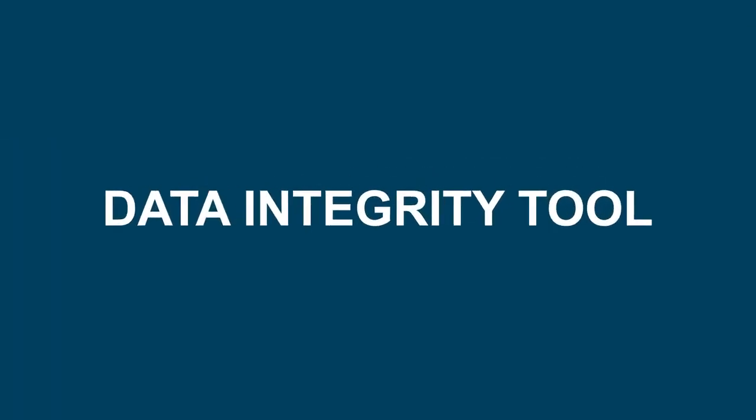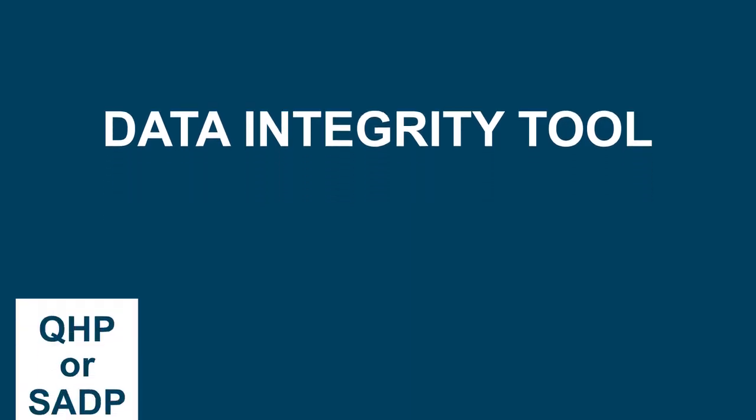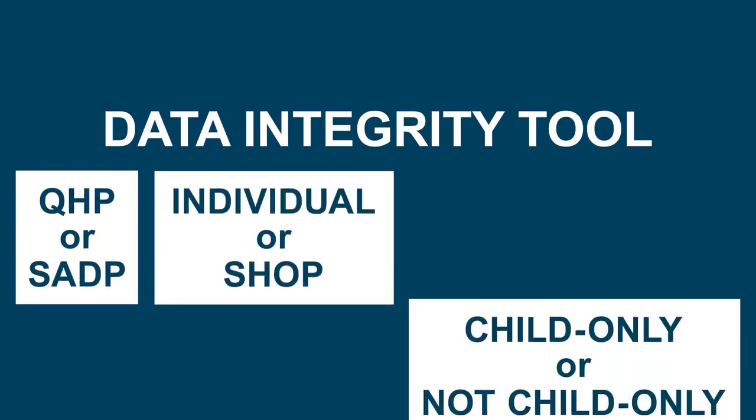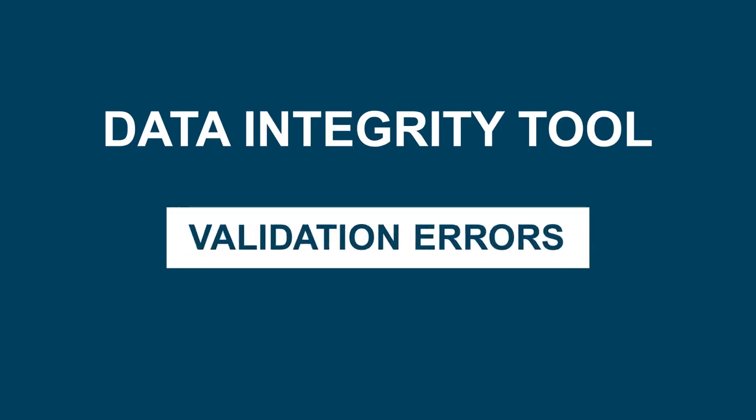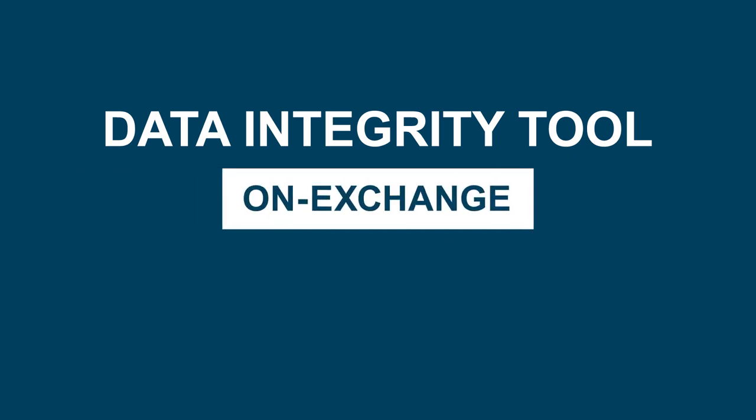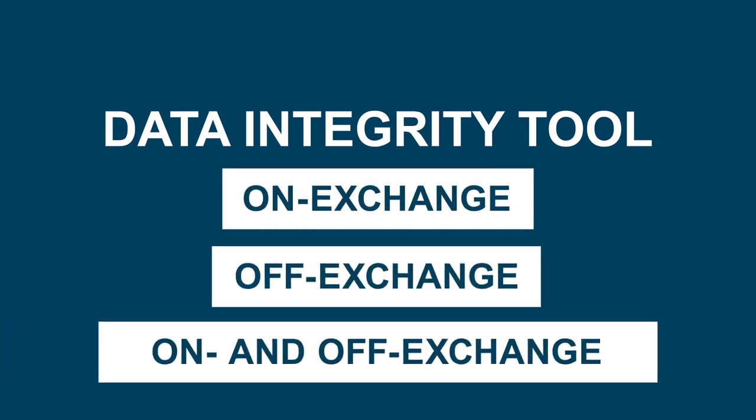The Data Integrity Tool checks for critical data errors and warns of potential issues within your QHP application. This tool can run validation checks specific to a plan's coverage type, market type, or child-only offering status. The tool will produce validation errors for an individual template that contains data errors, or for inconsistent data between two different templates. You can use the Data Integrity Tool to run reviews for plans offered on exchange, off exchange, and both on and off exchange.